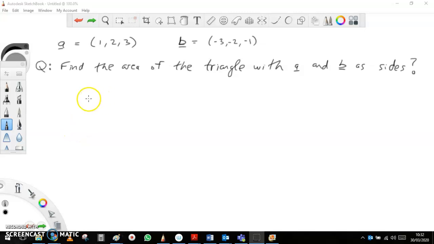Right, we have two vectors here, A and B, and the question is find the area of the triangle with A and B as sides. Well, if you go to the back of the exam papers, you'll find a few formulas there. One of the ones you can use here is A cross B, right?